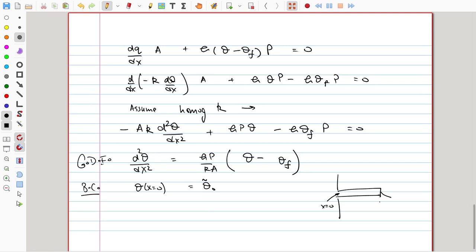And then you also have x equal to L, that is the end of the fin. So let's say that the end of the fin is insulated for simplicity. If it's insulated, then what we are saying is there is no conduction out from the right surface. So there is no conduction out, which means minus k times d theta by dx at x equal to L is 0, because Fourier's law of heat conduction says that Q conduction is minus k d theta by dx. So that basically means that d theta by dx at x equal to L is 0.